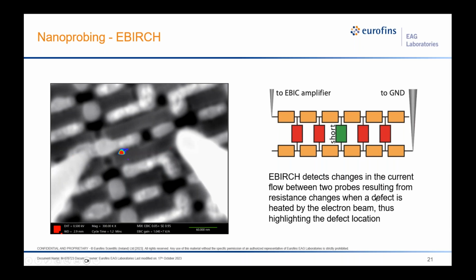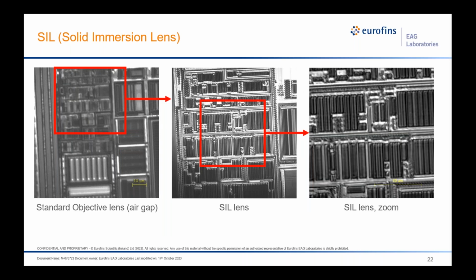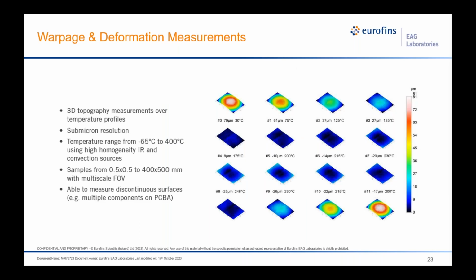Quickly, I think you touched on some nanoprobing techniques, and obviously we offer that service as well. Some of the smaller node technology needs solid immersion lens imaging. It's a little bit higher resolution imaging than the traditional air gap, and some of the techniques like warpage deformation measurements that we can offer. I know we ran through some of those really quickly, but if any of them are interesting to you or you have interest in learning more, please contact us about them.